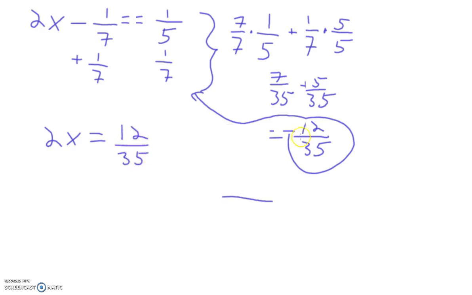Now, with all of that done, you now just need to focus on this part, which, to get x alone, you just divide by 2. Of course, dividing by 2 is the same as multiplying by 1/2. And the 2 goes into itself once, into 12 6 times, and you're left with 6/35.